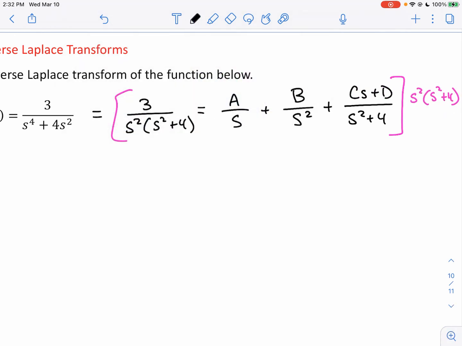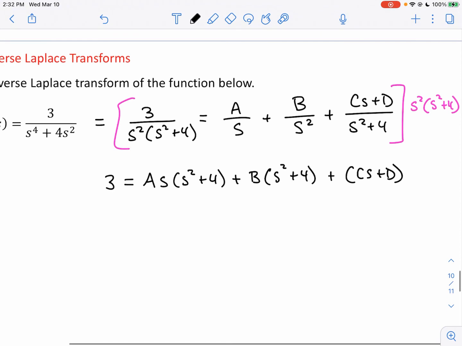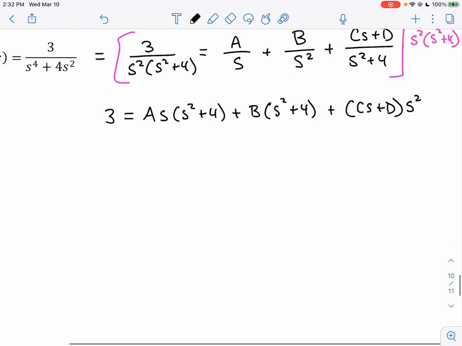And so we get, in the end, just a clean 3 is equal to a times a single s times s squared plus 4, plus b, and all the s's cancel, but the s squared plus 4 is still there. And then plus, put the cs plus d in parentheses, that's important. The s squared plus 4 cancel, but the s squared does not, so that stays. And I'm going to go with method 2 on this one again.